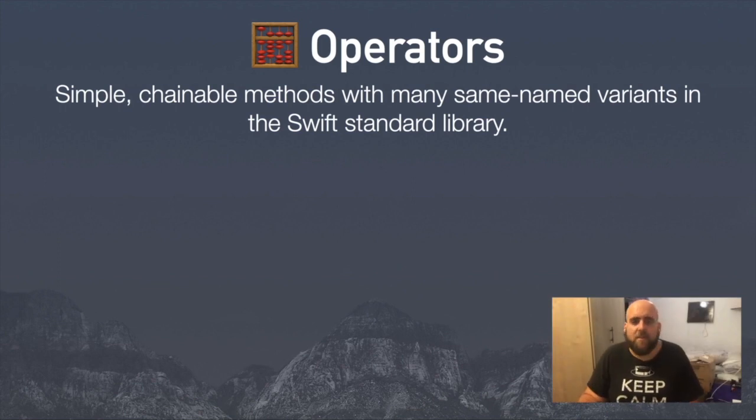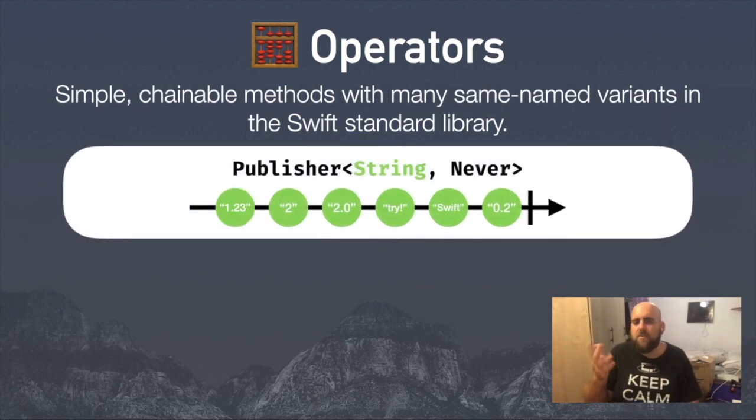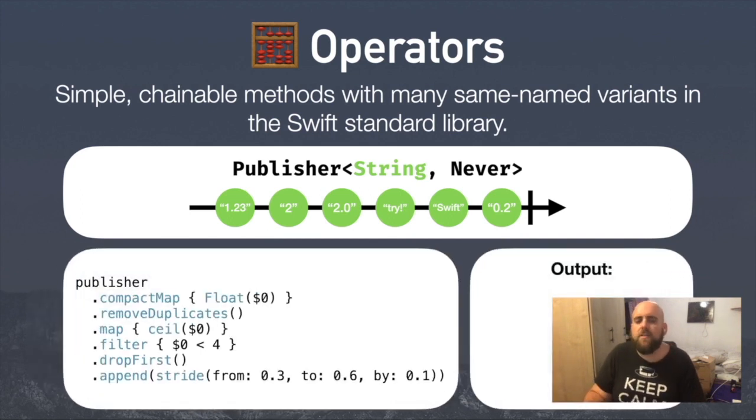Operators are basically methods. They're simple chainable methods that have very same-named variants in the Swift standard library. For example, I have this publisher that emits strings, it never errors out. And here I have a chain of the publisher with a bunch of operators attached to it. So you might already recognize some of these names. For example, we have compact map, we have map, filter, append. These are names we know from the Swift standard library, but here they are specific for publishers. I'm going to show you how they work right now. Let's start from the end.